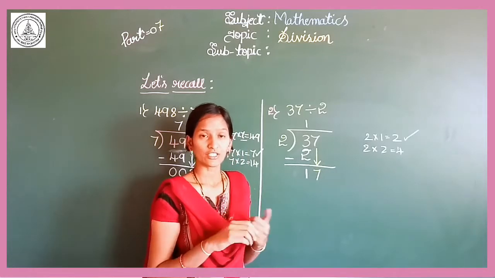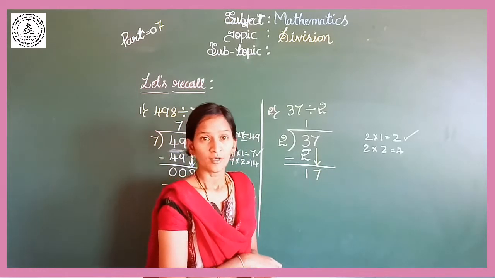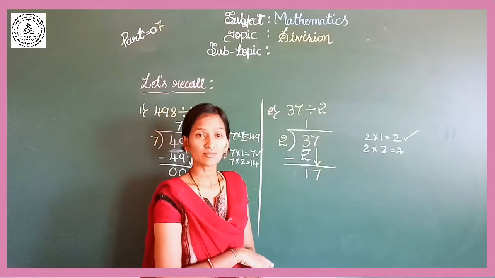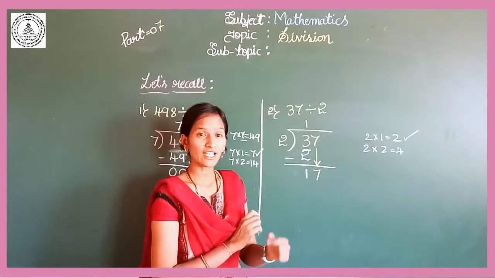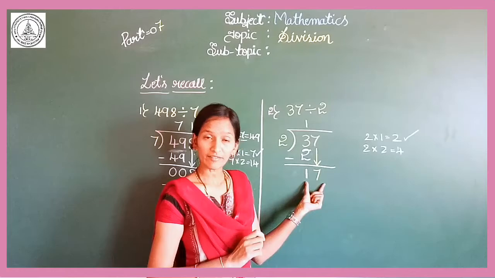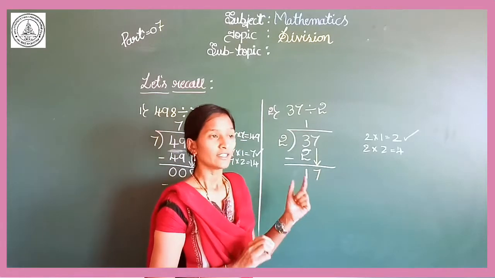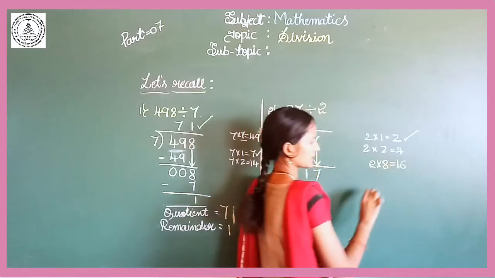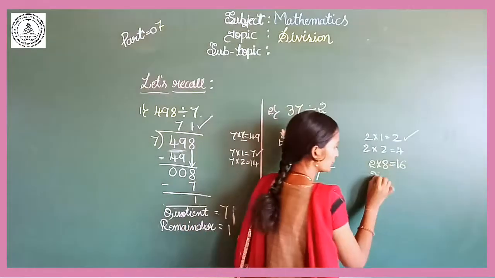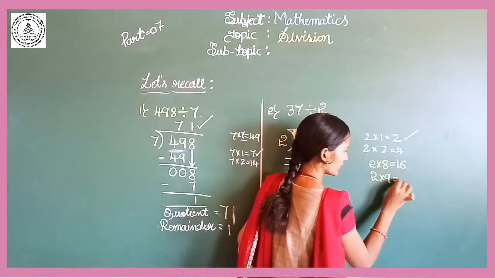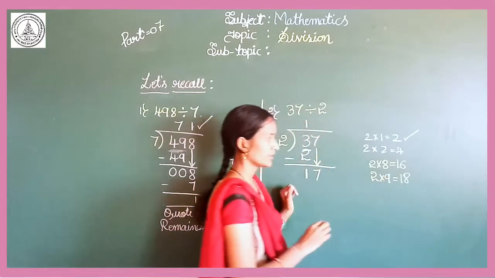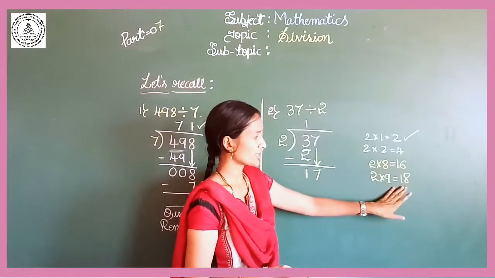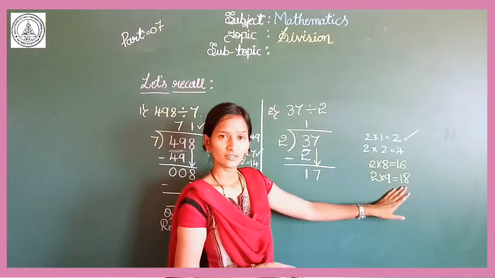Yes, there is no 17. So now you have to choose the number which is closest to and less than the number 17. Yes, in the table of 2, 2 8s are 16. Right? 2 9s are 18. So in these two numbers, which number do I have to take?